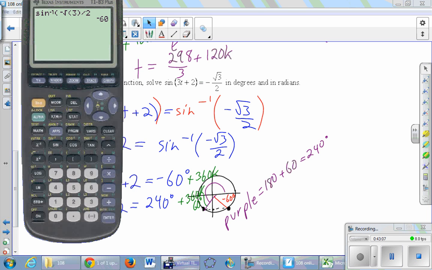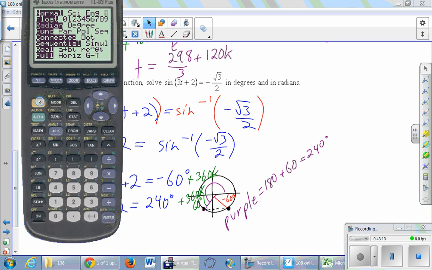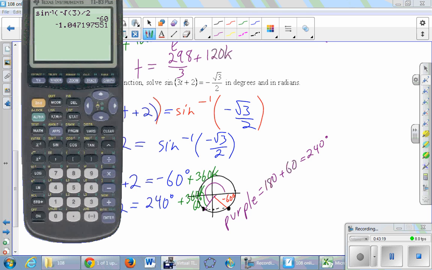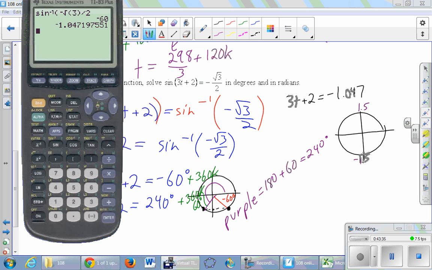So same calculation, just change the mode. So we get negative 1.047. So 3t plus 2 is negative 1.047. So to find the other fundamental solution, got our unit circle. We know that if we go up to the top, it's about 1.5. So down to the bottom must be negative 1.5 going clockwise. So negative 1.047 is in here somewhere. Well, of course it is. It's the same as the negative 60 degrees that we found before. But even if you didn't know that, you should be able to figure out roughly where it is. Certainly should know it's in the fourth quadrant.